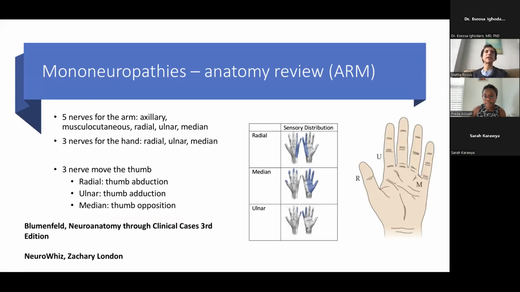Right, so I'm going to switch gears quickly and talk about mononeuropathies. This is a pretty big and involved topic, and I want to provide a quick overview. An easy way not to get too overwhelmed is thinking about the nerves of the arm and the leg. So the nerves of the arm include the axillary nerve, the musculocutaneous nerve, the radial nerve, the ulnar nerve, and the median nerve.